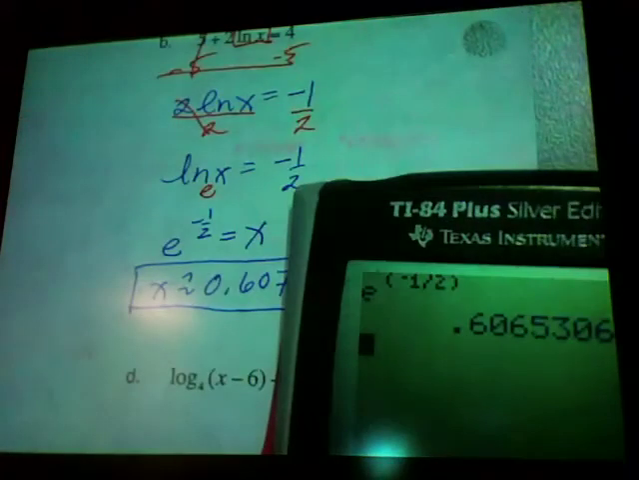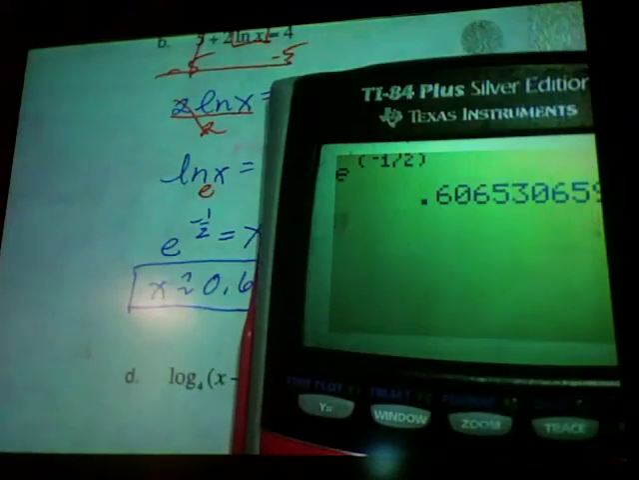Did you use the subtraction sign instead of your negative? I'll bet you did. Yeah, it's easy to do.